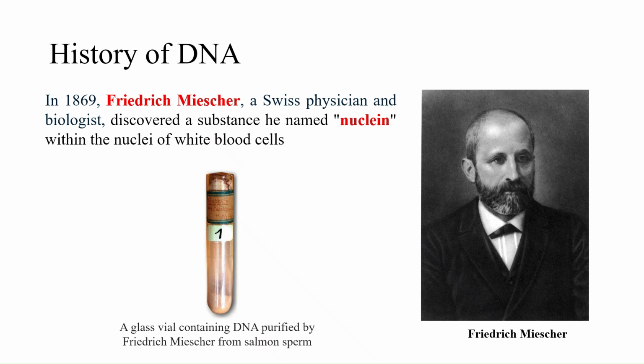In 1869, Friedrich Miescher, a Swiss physician and biologist, discovered a substance within the nuclei of white blood cells that is called nuclein. This was the first step towards understanding DNA. Miescher isolated DNA from salmon sperm, which laid the foundation for future discoveries. If you see the glass vial, the white substance present in the glass vial is the salmon sperm DNA.